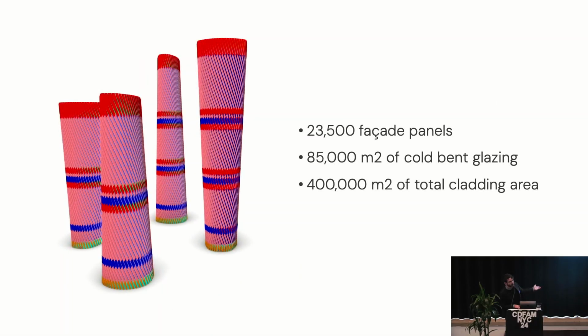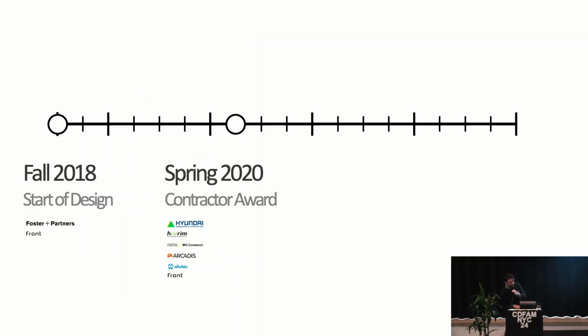Eventually you get to this point where you have a model that's annotated with metadata, 23,000 individual panels, 400,000 square meters, or 4 million square feet of total surface area. Okay, that gets us to this point where we have to start fabricating. So the project gets awarded, and then we have 6 months to fabricate the first part.